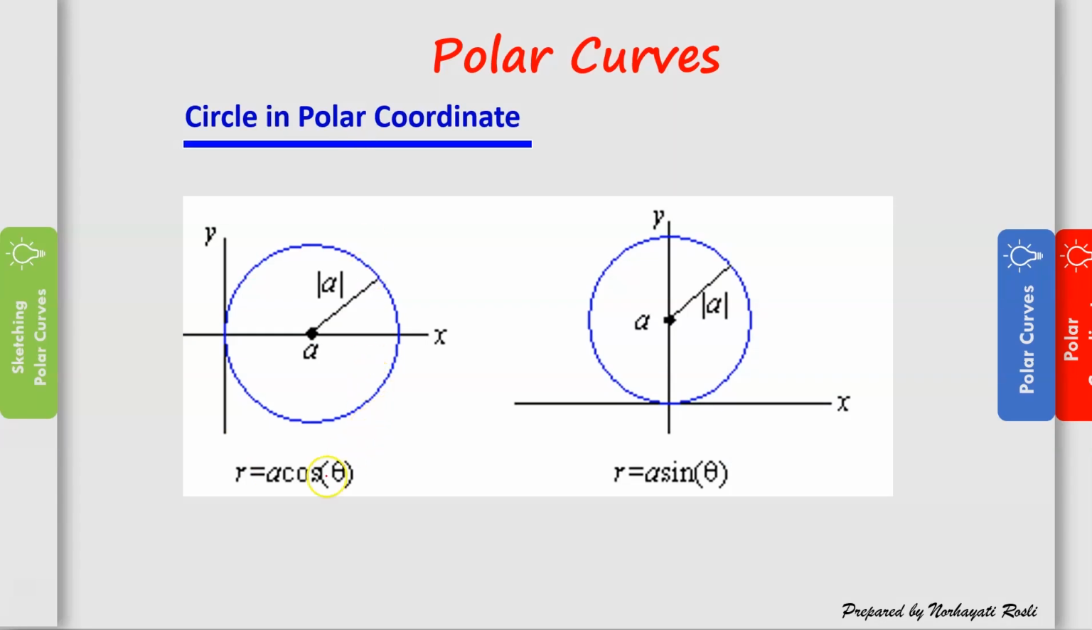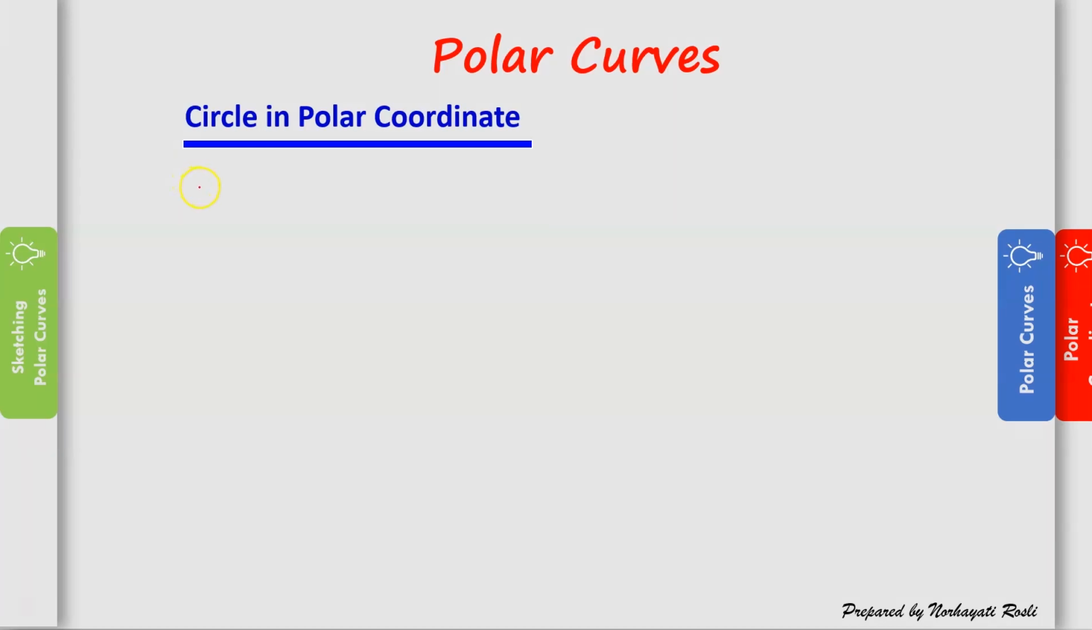A circle is given by the general equation r equal to a cos theta and also r equal to a sin theta. A here refers to the diameter of the circle, and half of this a will refer to the radius of the circle. To understand a circle in polar coordinates, let's say we have our general equation r equal to a cos theta. How to plot this circle depends on the value of a.